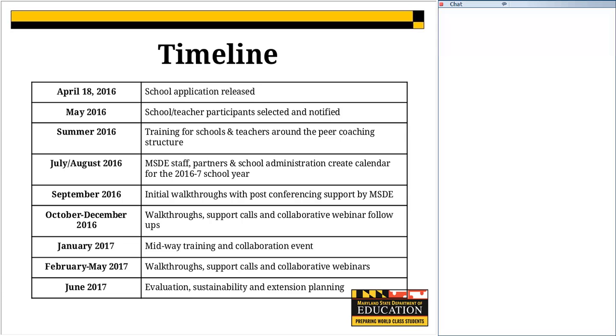And by the end of June, we hope to have our final product, our final peer coaching structure with resources, a library of supports, videos, anything that you can think of that would help support teachers and schools in implementing this process on their own. So that is just a little bit of information for you.